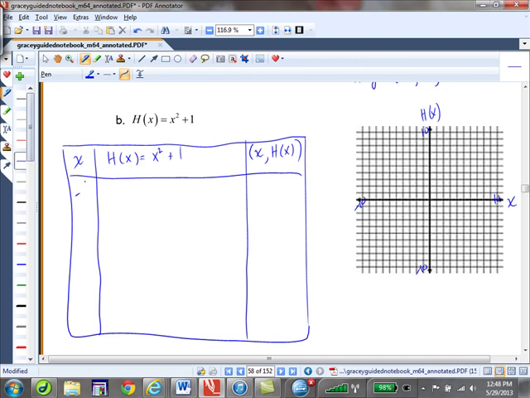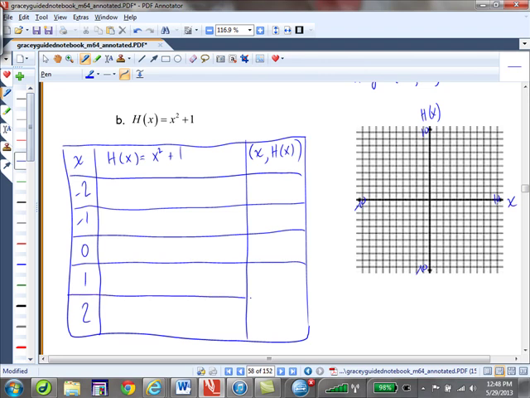So here we go. I'll go ahead and do, I don't know, what do you think? -2, -1, 0, 1, and 2. Sound good to me? Okay. So h at -2 will be (-2) squared plus 1, which will be, good, 5. So I'll have the ordered pair (-2, 5).